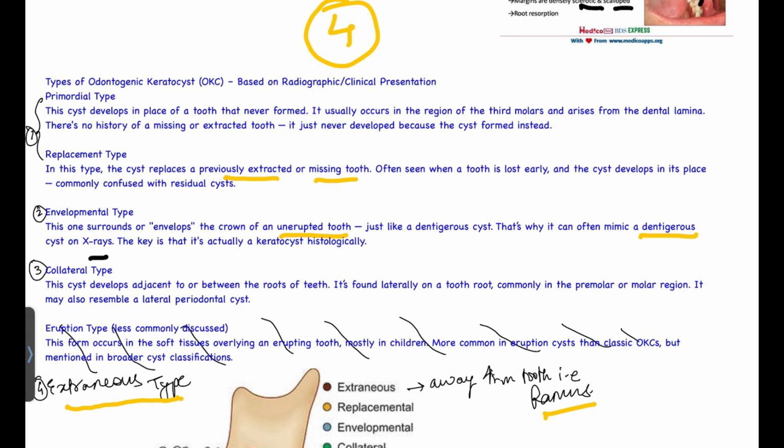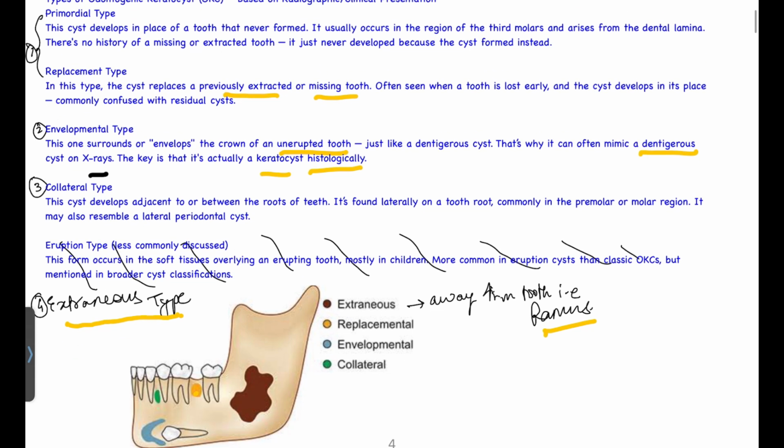The key feature is how we will differentiate it. Histologically we differentiate it, as the dentigerous cyst will not have keratocyst features. Now the third type is the collateral type, that is, this cyst develops adjacent to or between the roots of the teeth. It is often confused with the lateral periodontal cyst. And the last is the extraneous type, that is, it develops away from the tooth, that is, in the ramus.